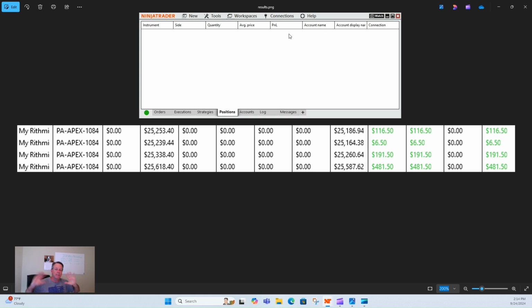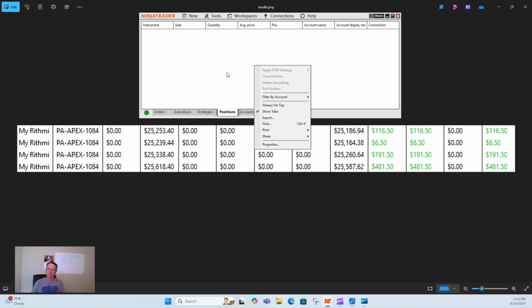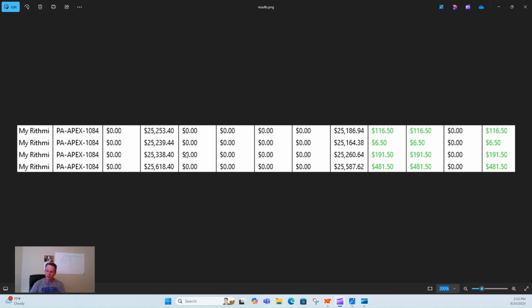And again, I'm like, okay, whatever. So I right click, flatten everything. Then I go over to the P&L, which is right here. And this was right here. This was minus $850.